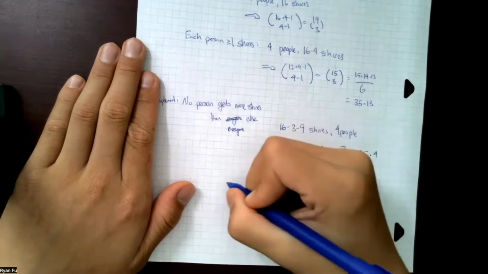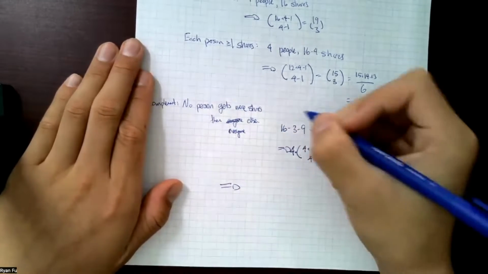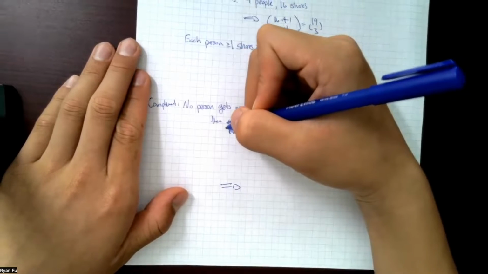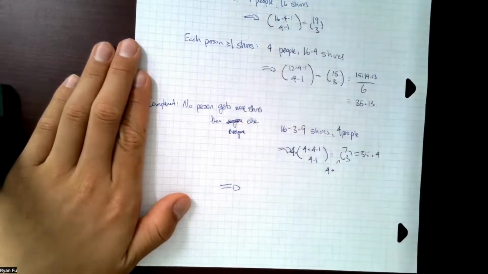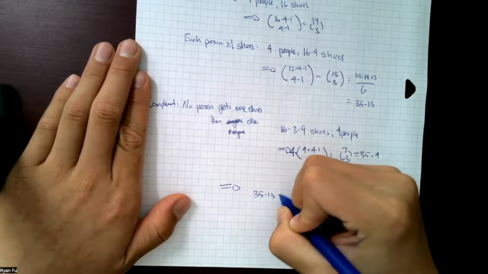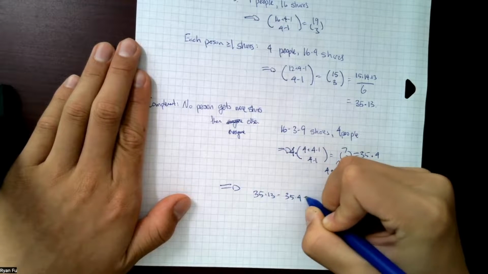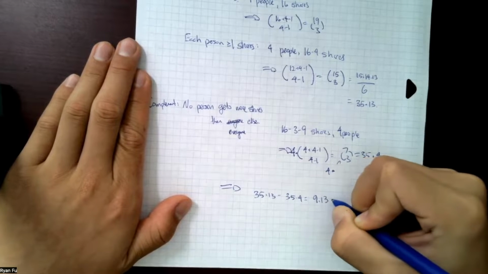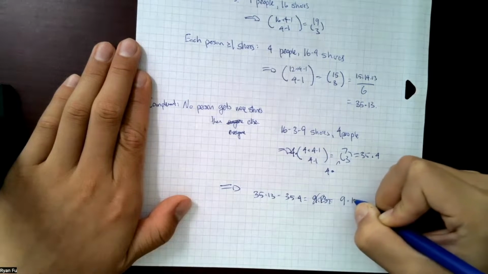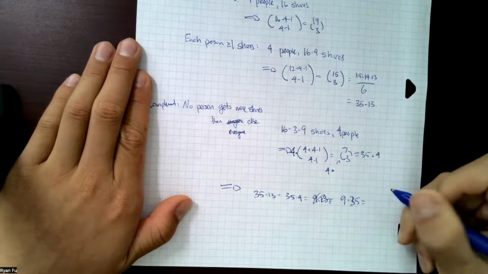And so our final answer is going to be each person getting greater than or equal to 1 share, subtracting the case where 1 person gets more shares than everybody else, and everybody is greater than or equal to 1 share. 35 times 13 minus 35 times 4 equals 9 times 13. No, sorry, 9 times 35 equals 315.